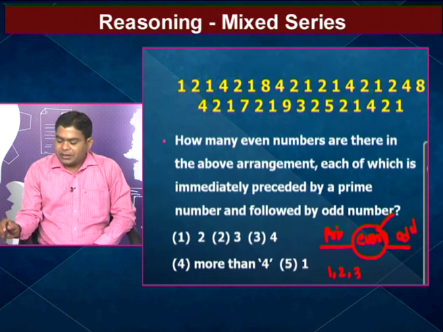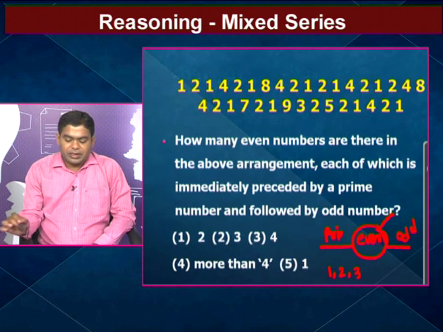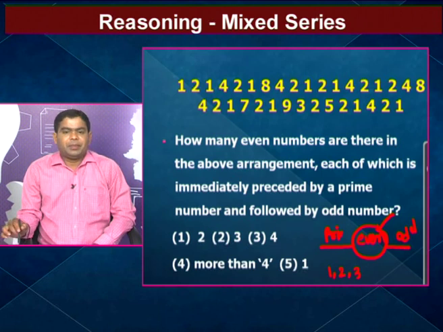Next we go to the next even number, that one is 4, it is not preceded by a prime number, that means it does not satisfy the given condition. Next even number is 2, it is preceded by an even number, but according to our condition it must be preceded by a prime number, so that means that 2 is also not satisfied. So here by observation from the beginning, only three even numbers satisfy the given condition.